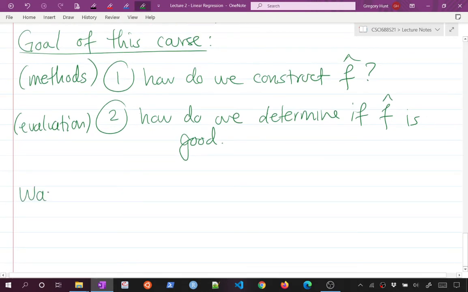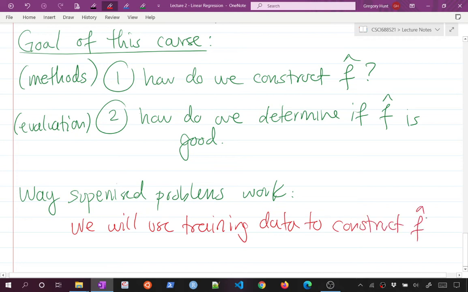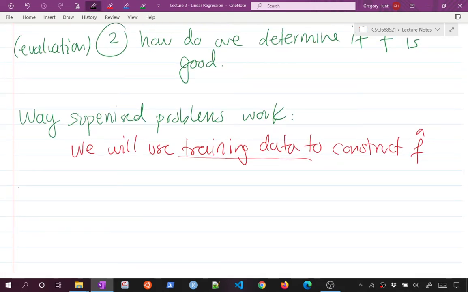So the way supervised problems work is that we will use training data to construct f hat. So we're going to have some examples of pairs of x's and y's, and we're going to use that, quote, training data to construct our estimate f hat. So we've avoided it this far. Let's talk about some math. Let's just call this statistical learning.